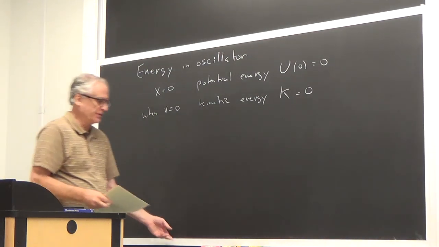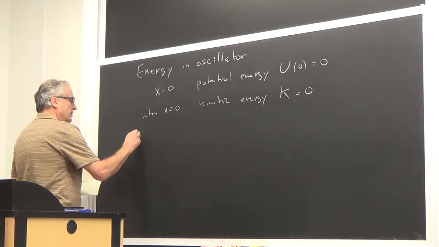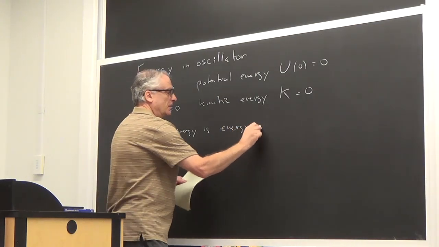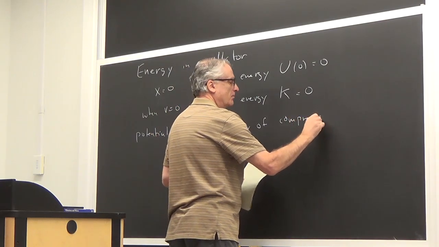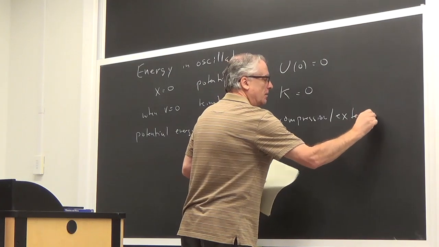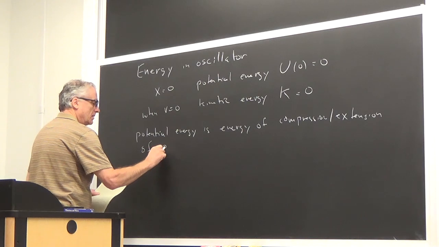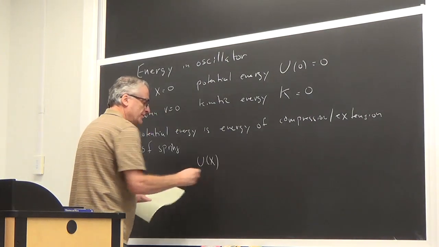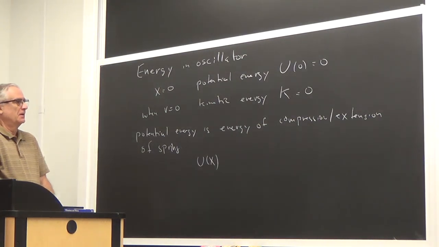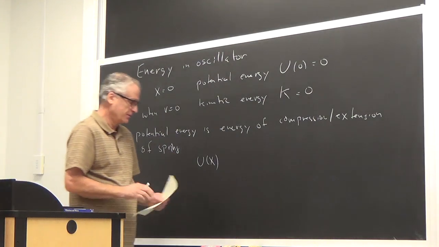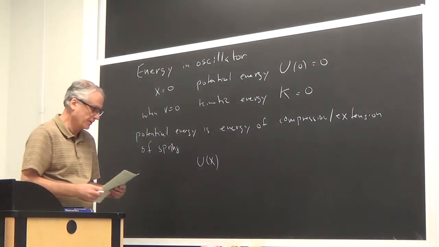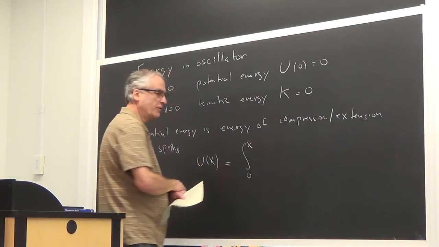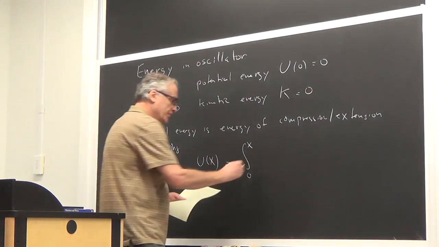So more generally, we actually know how to calculate our potential energy. It is the energy of either compression or expansion in the spring. Okay, so potential energy as a function of x. I've written it as a function of x here instead of as a function of time, which I could also write it as. But this is convenient. So that's the integral from zero to wherever I am of the force through distance.